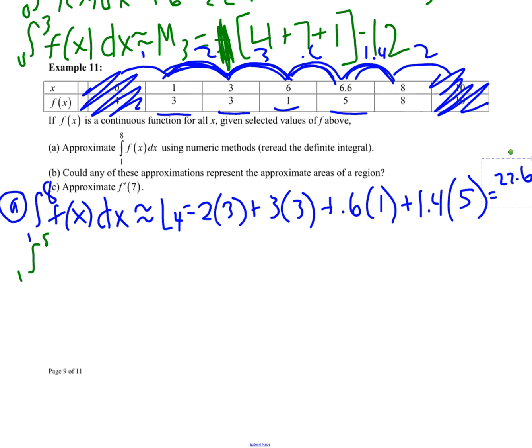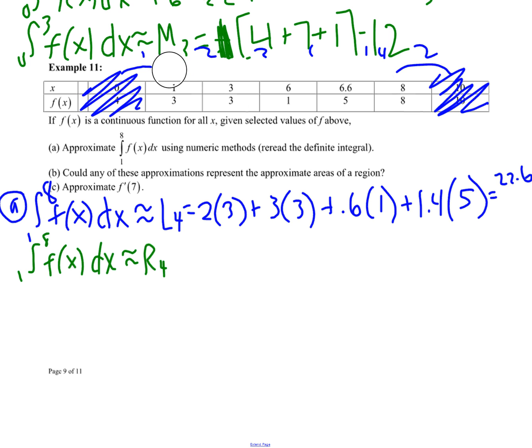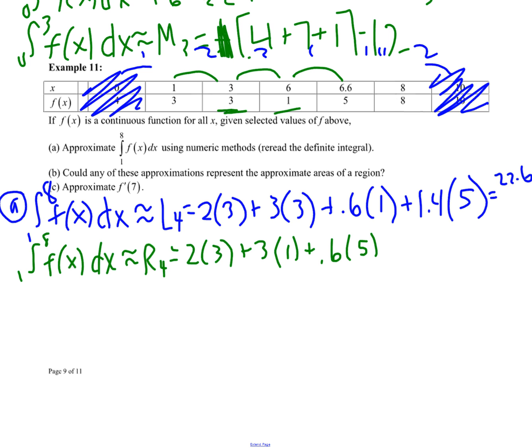Let's try another way. We're going to approximate it this time using right-hand rectangles. Same thing, we get 4. I clear this out. Okay. So our first one again is still 2 wide, but this time is 3 tall. And the same as the last one, but this is different. 3 wide and only 1 tall. 6/10 wide, 5 tall, and then 1.4 wide, but 8 tall. So this one's a bit bigger, 23.2.